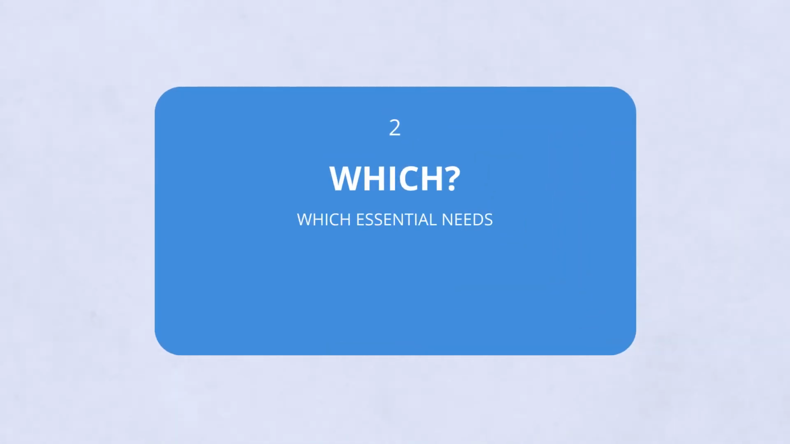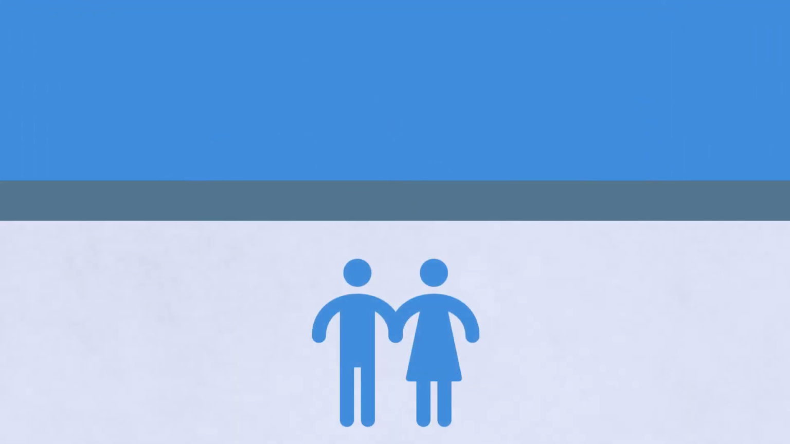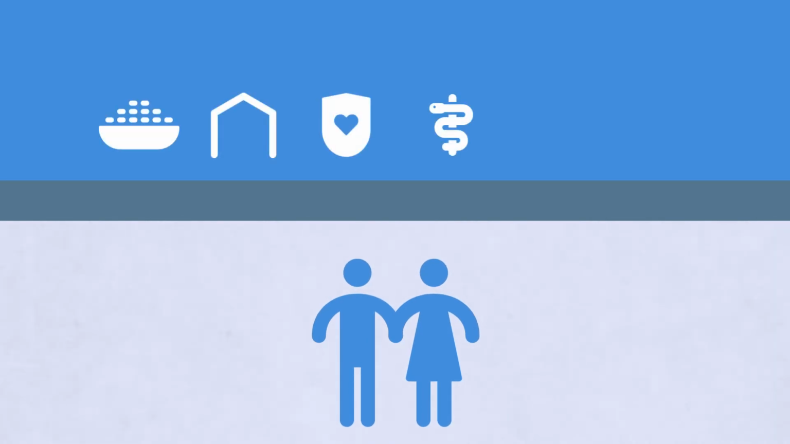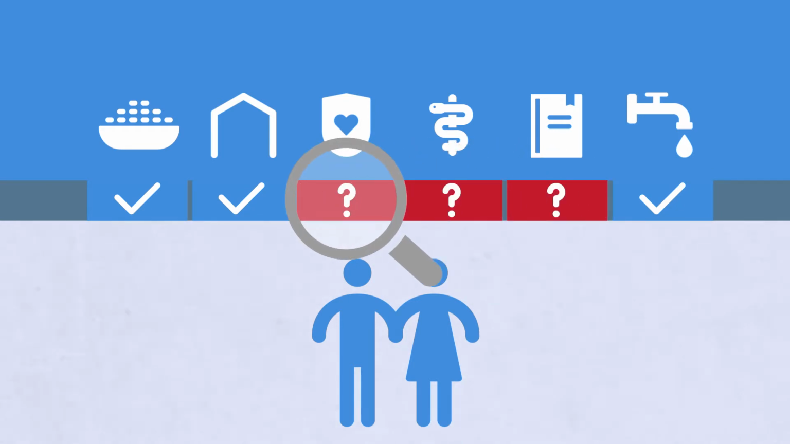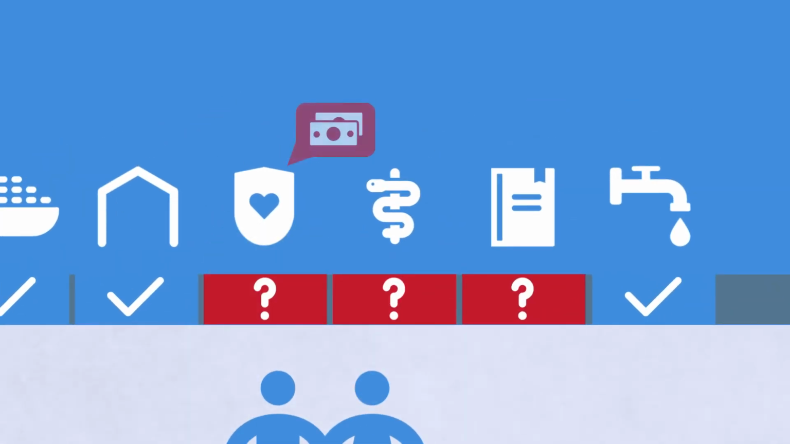2. Which essential needs are unmet and why? Next, you need to understand to what extent the population of interest is able to meet each of the identified essential needs, and also analyze why people are unable to meet those needs. Do they not have enough financial resources? Or are the required products or services just not available?